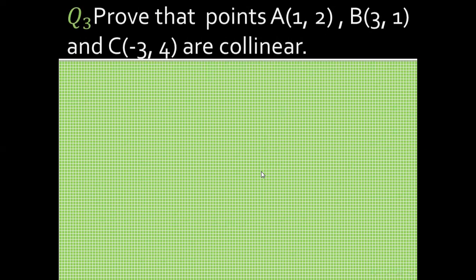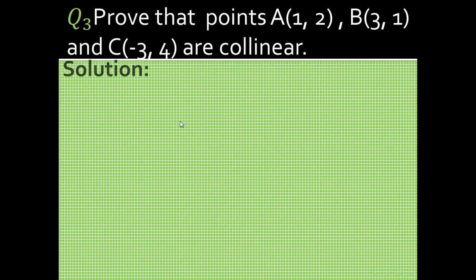Then, to prove that any 3 points are collinear, we must prove that the length of the greatest equals the sum of the other 2 line segments, or the sum of the smaller 2 line segments. Prove that A, B, and C are collinear. The first step, we must find AB, AC, and BC. The length of AB, the length of BC, the length of AC.